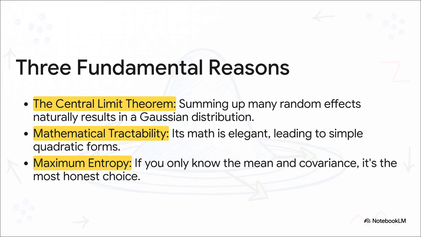Second, the math is just nice. It's incredibly convenient to work with. It turns really hard problems into much simpler ones, which is why so many algorithms are built on top of it. And third, it's the most honest choice. If the only things you know for sure are your data's center and its shape, assuming it's Gaussian is the choice that makes the fewest other assumptions.